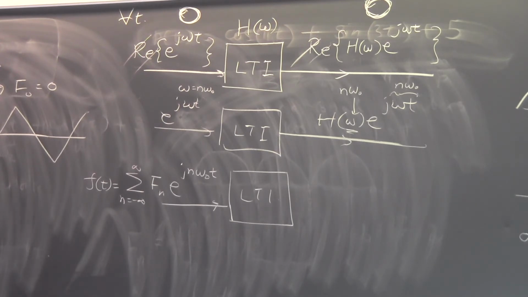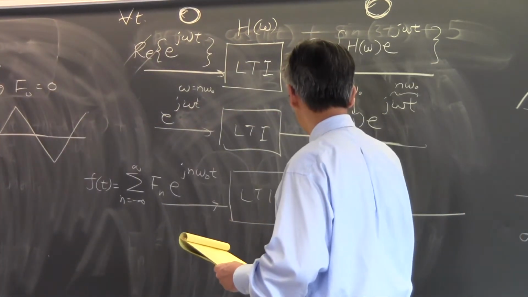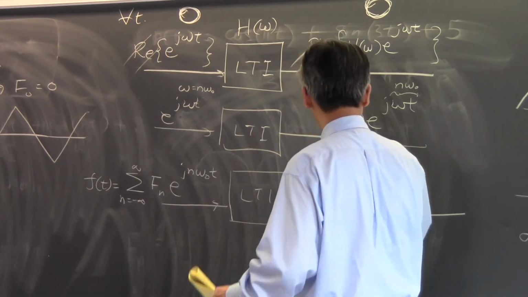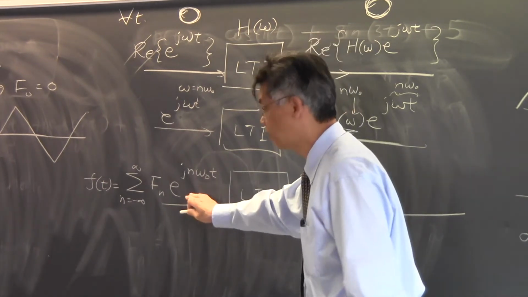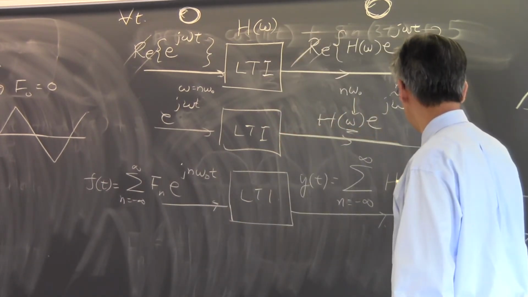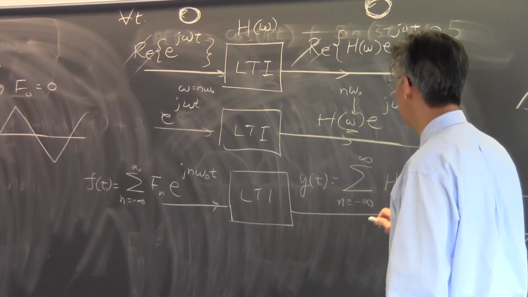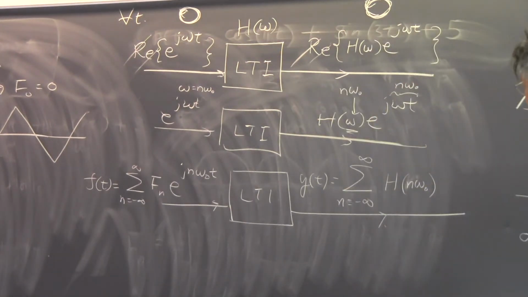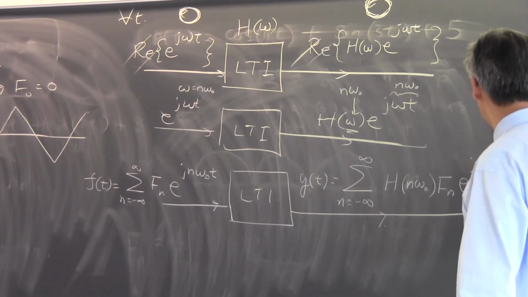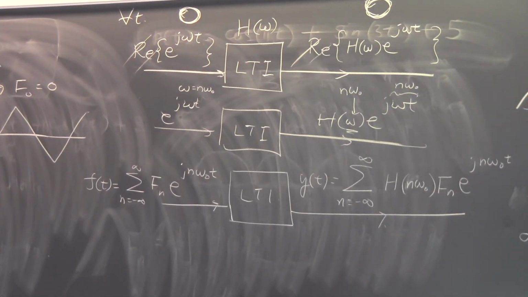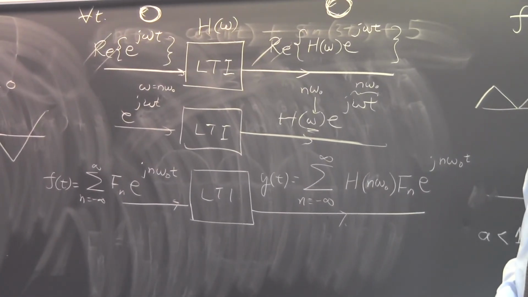So on the output, what I have would be just y of t is equal to the sum from n equal to minus infinity to infinity. I work on the output term by term. Each output should be multiplied by the transfer function or frequency response at the correct frequency, times f sub n times e to the j n omega naught t. So that is the output. I do it term by term. I just sum over every term. I get the output. Is this clear?